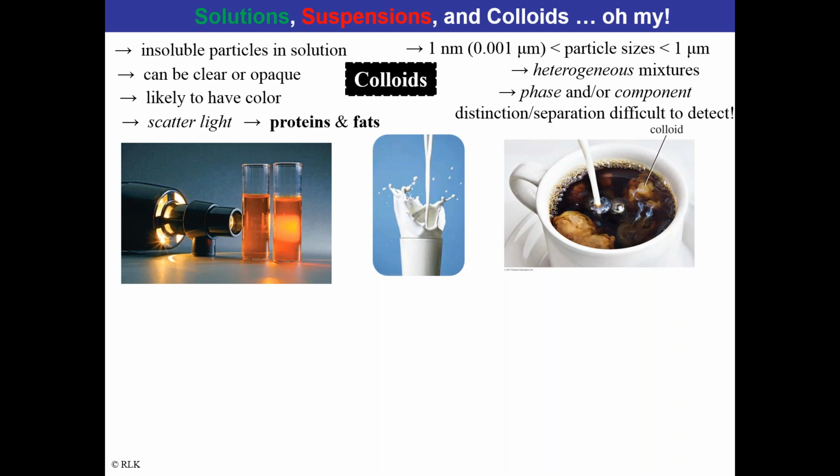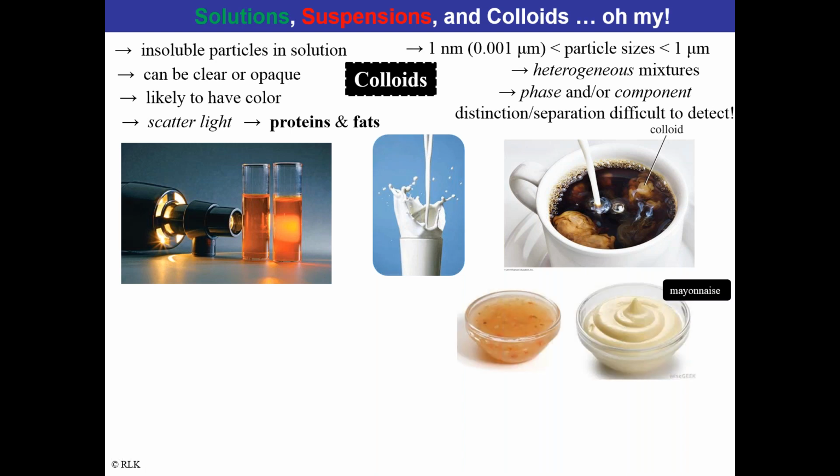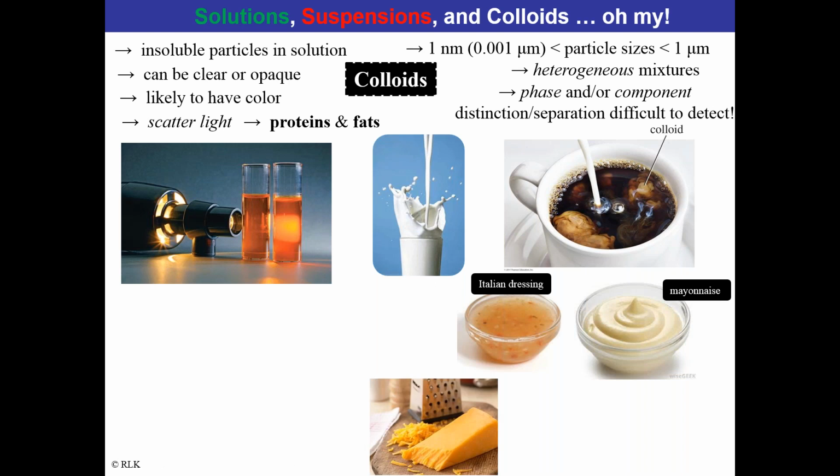So colloids, before it's mixed thoroughly, will exist in the coffee. Another example is mayonnaise. Another one's Italian dressing. Cheese, because milk has a lot of protein and fat, as does cheese, and these particle sizes tend to be less than 1 micron, and they are difficult to detect once they're all pretty much blended up. The phase separation is not so very clear.